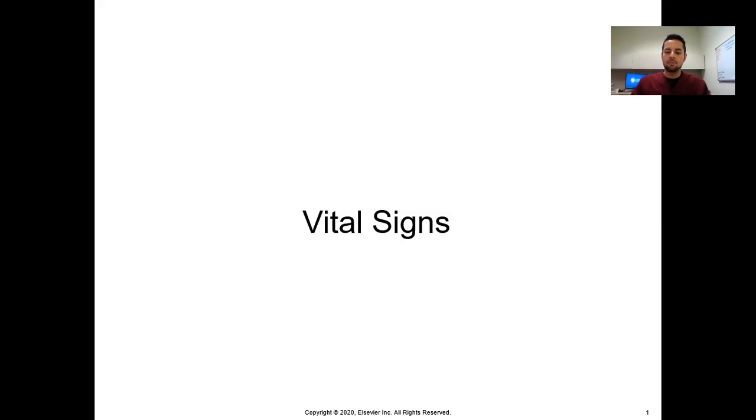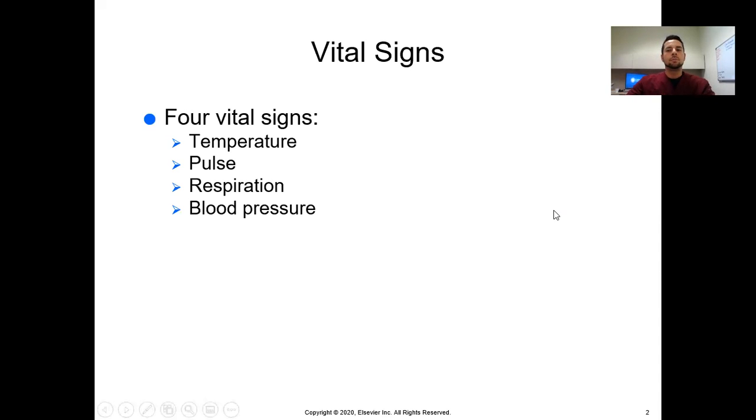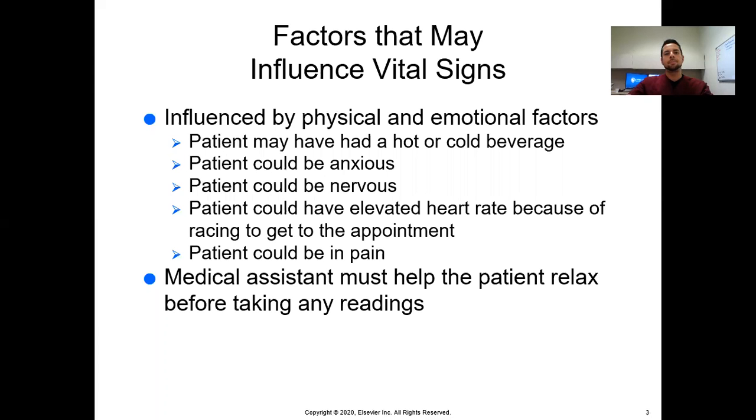So vital signs, there's four simple ones that we're going to be going over here. The four basic vital signs that we have are temperature, pulse, respiration, and blood pressure. And generally, vital signs are your basic measurements from the body. So let's go ahead and get into it.